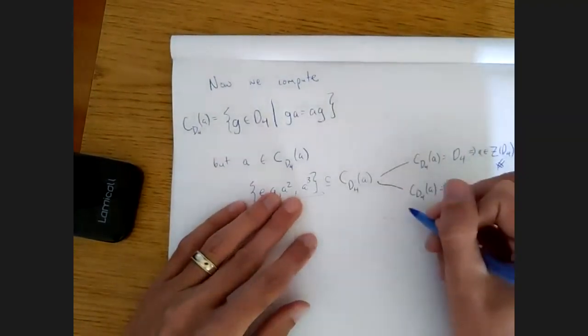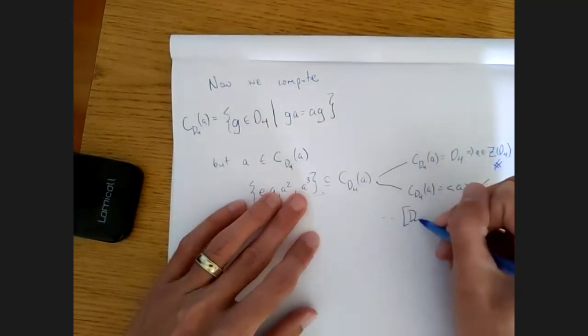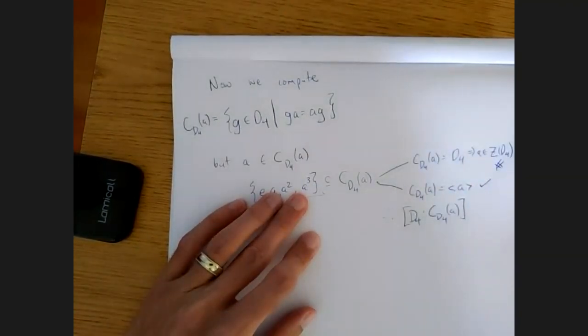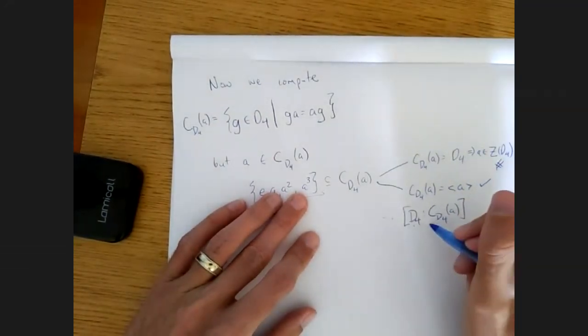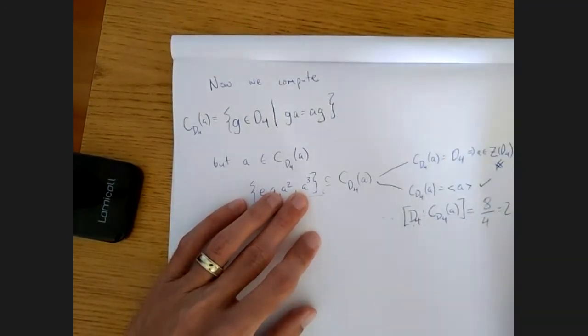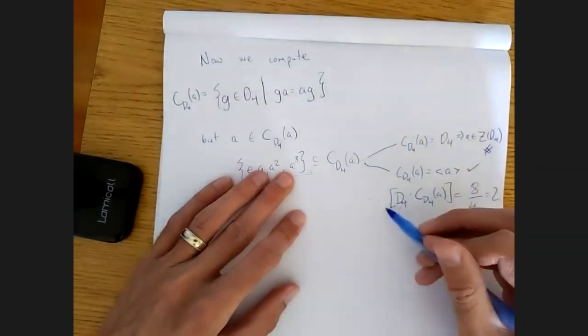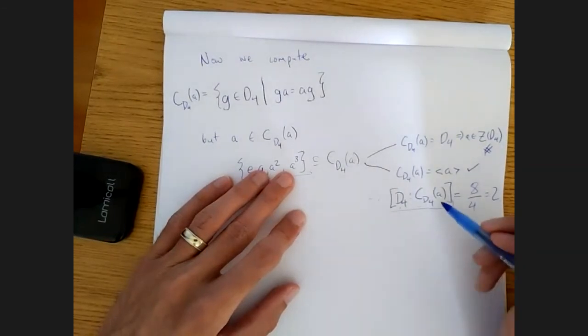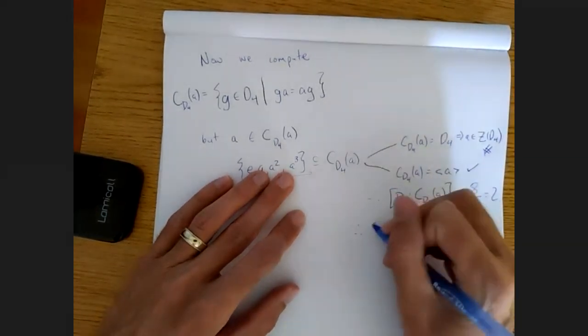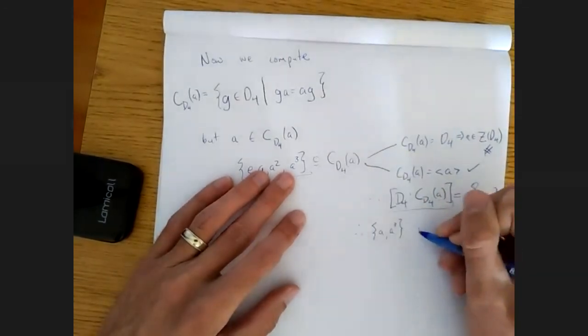That implies that if we look at the index of the centralizer, that's just the number of elements of D4 divided by the number of elements of the centralizer. It's just 8 over 4, which is 2. So now the orbit stabilizer theorem tells us that this is the number of elements in the conjugacy class of A: 2 elements. And we already know that A and A cubed are conjugate to each other. So A and A cubed is one conjugacy class.